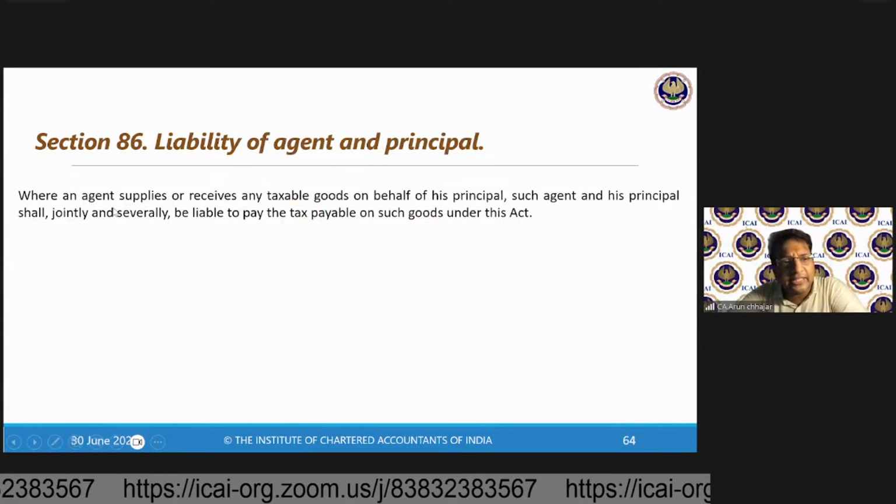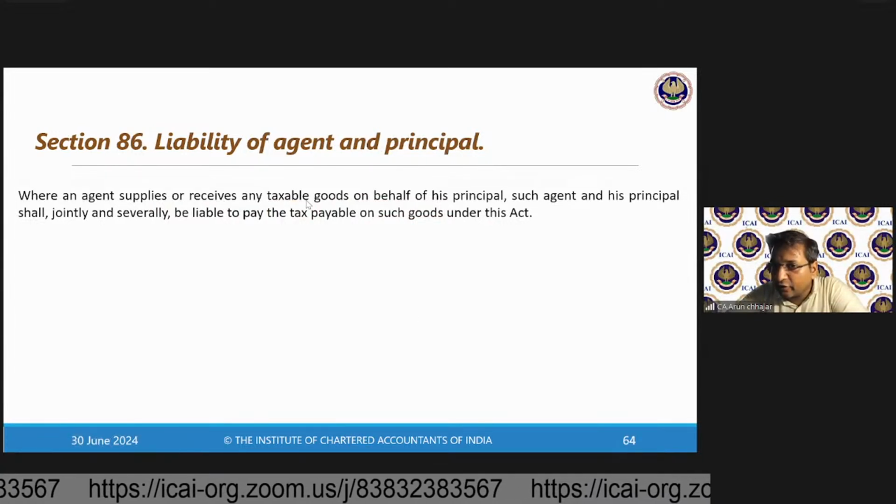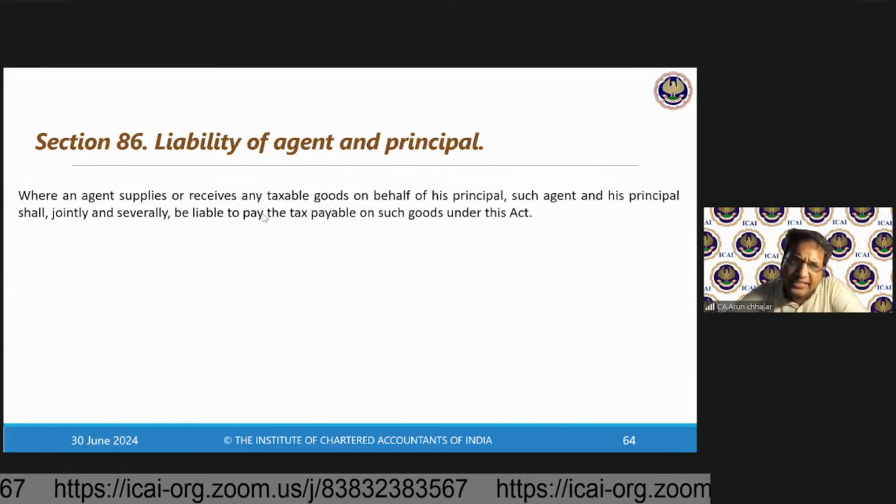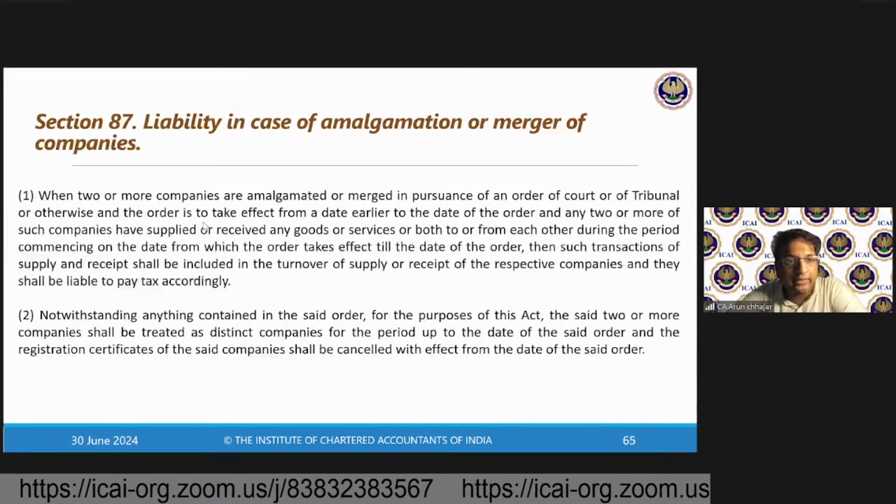Further, liability of the agent: where an agent supplies or receives any taxable goods on behalf of the principal, such agent and the principal are jointly and severally liable.